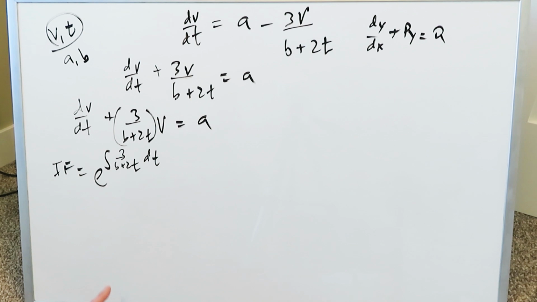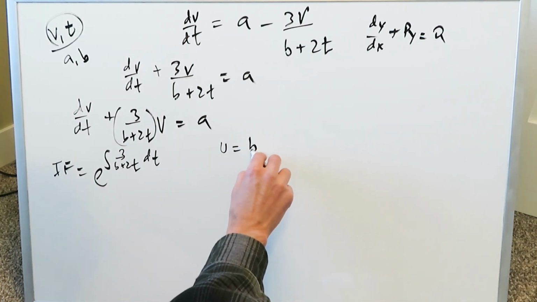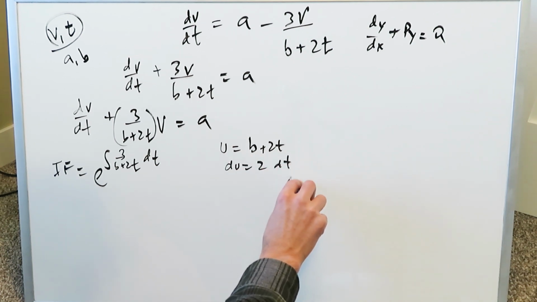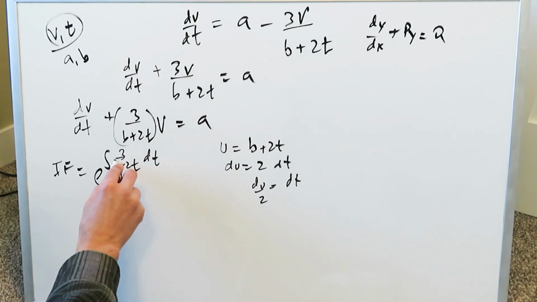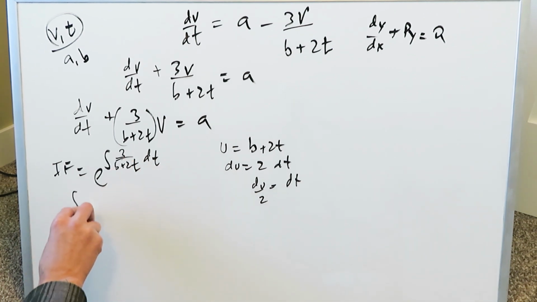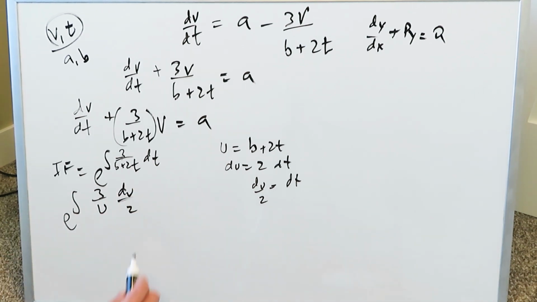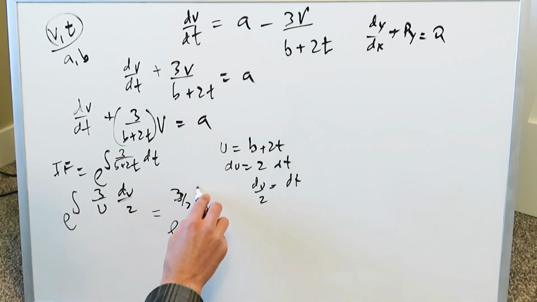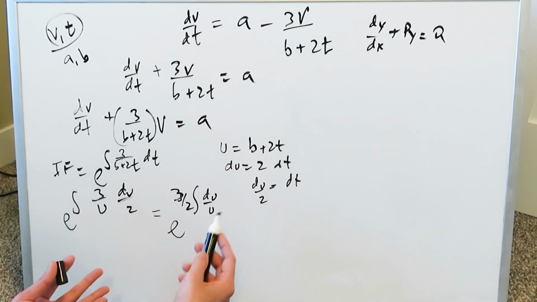Now you have to integrate this. You might as well do a u substitution. If u equals this denominator, b plus 2t, then du equals 2 dt, and dt equals du over 2. You bring this into play, and you will have e to the integral of 3 over u du over 2. You'll bring the 3 over 2 out, and have the integral of 1 over u du, or du over u, same thing.